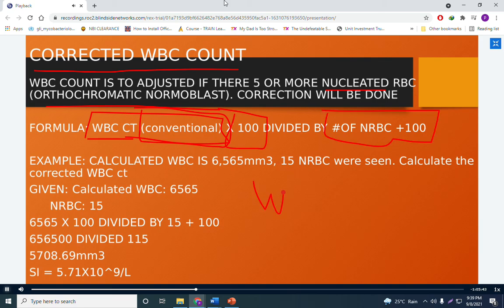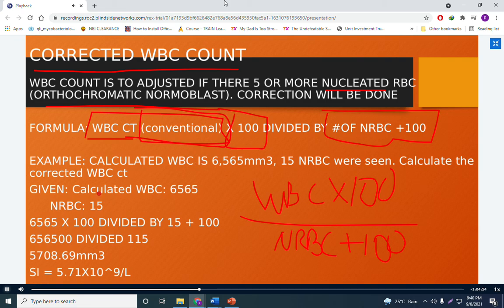So parang ganito yung itsura, class. WBC count times 100, this is in conventional, divided by NRBC plus 100. Okay? So yan ang appearance niya pag gagawin niyo yung computation. So ulitin ko, class, ha. You get the computed WBC count in conventional, then you multiply it by 100, then you are going to divide it by the number of your nucleated RBC that is seen, and you're gonna add 100. Okay? So if na-notice nyo, puro 100 lang, class. Huwag kayo malilito sa formula.